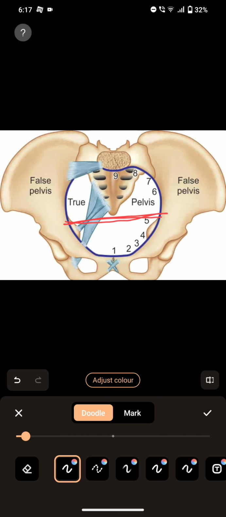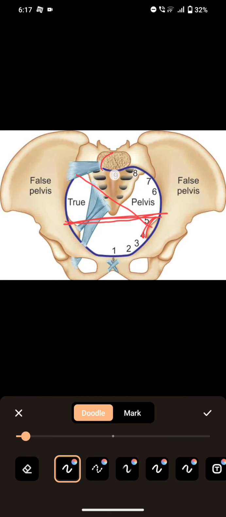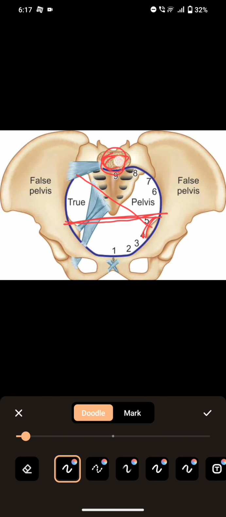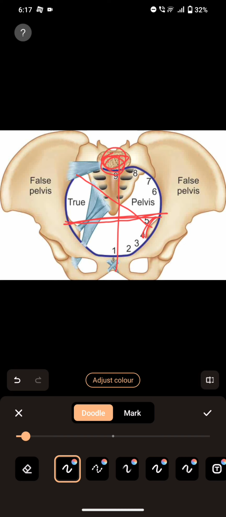The next diameter is the oblique diameter. It is 12 centimeters and it extends from the iliopectineal eminence to the sacroiliac joint. And the last diameter is the anterior posterior diameter. It extends from the midpoint of the sacral promontory to the symphysis pubis. This anterior posterior diameter is of three types, which are diagonal conjugate, obstetrical conjugate, and true conjugate.